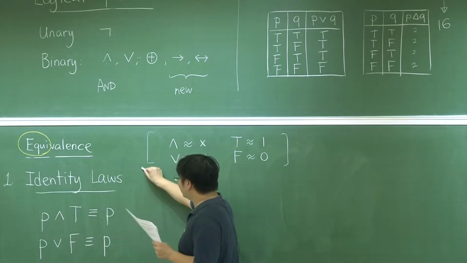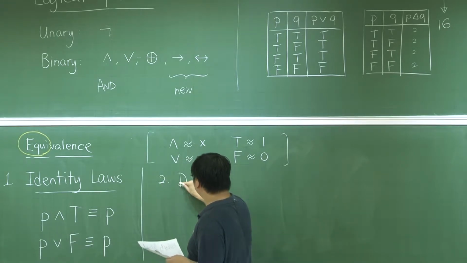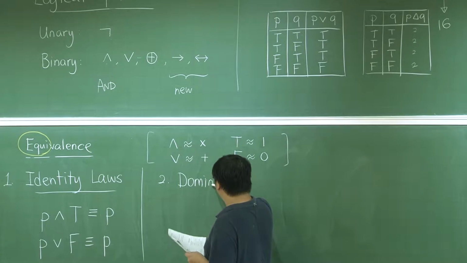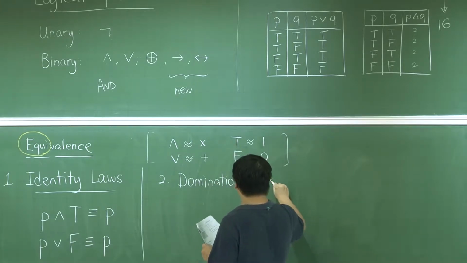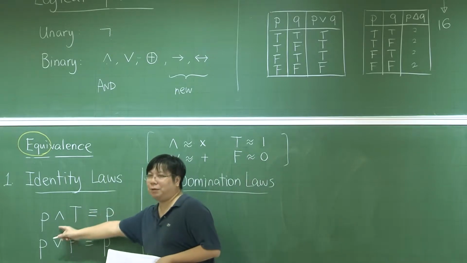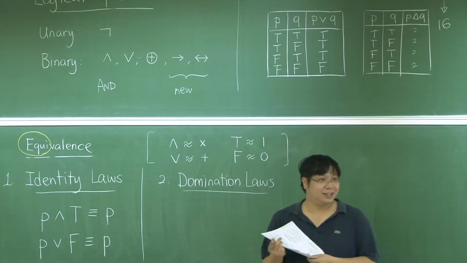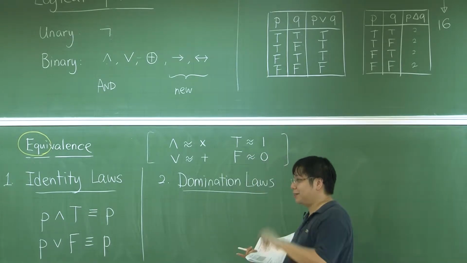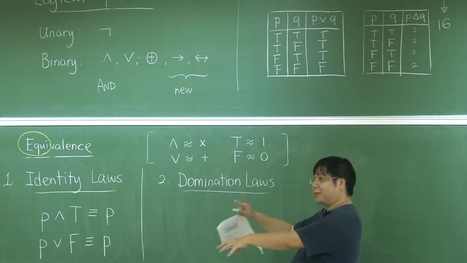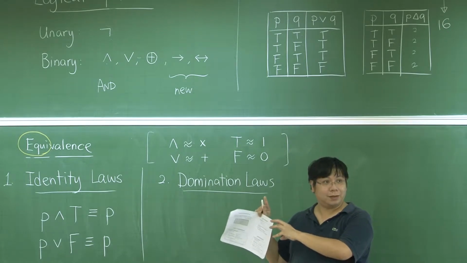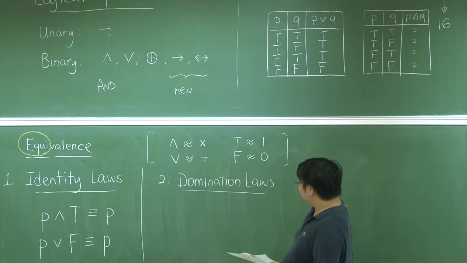Now the next one, we call the domination law. We have two laws here, because one corresponds to AND and one corresponds to OR. What is meant by domination? In English, domination means you control someone. You dominate someone, you make yourself the boss, and everyone has to listen to you.